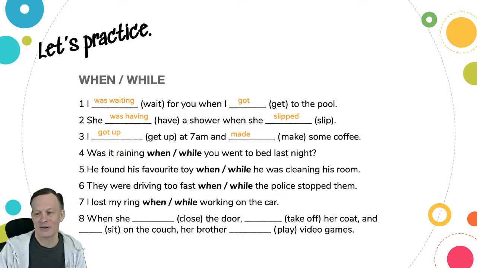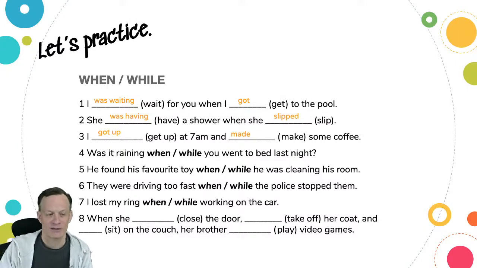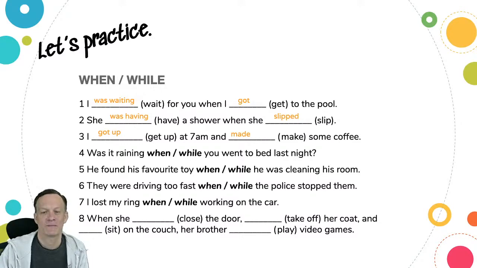Excellent. I got up at 7 a.m. and made some coffee. Okay. So neither of these actions is a very long action. We're just talking about the action itself. I got up and made some coffee. So number four, when or while?